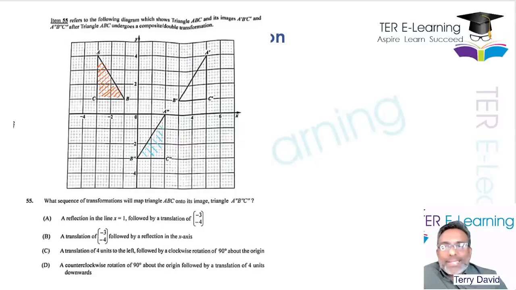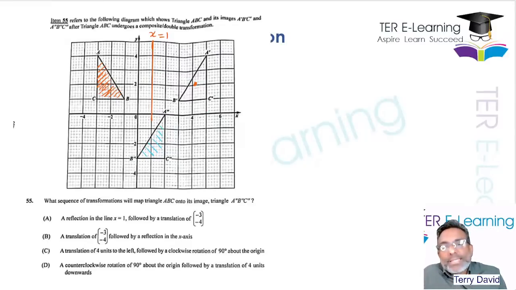If you look at the first triangle, it maps onto this one here. It's a reflection, because I can find a mirror line here. If I fold the graph paper along that line, triangle ABC is going to line up exactly with A prime B prime C prime. This mirror line corresponds to 1, so it is x equals 1. To move from triangle ABC onto A prime B prime C prime, you reflect it in the line x equals 1.